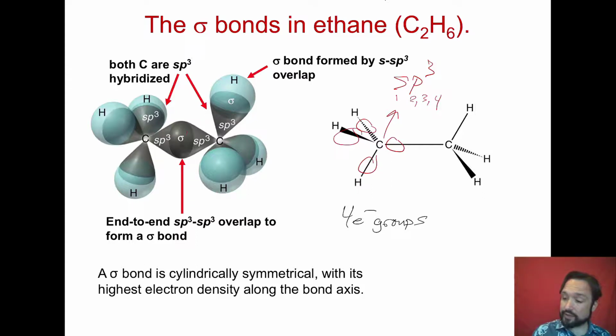All of the overlaps here are going to be sigma bonds. Right? Everything's going to be end-to-end. sp3, I've used up all my p orbitals. I can't make any pi bonds. We're done there. Right? So sp3, 4 bonds, all sigma.